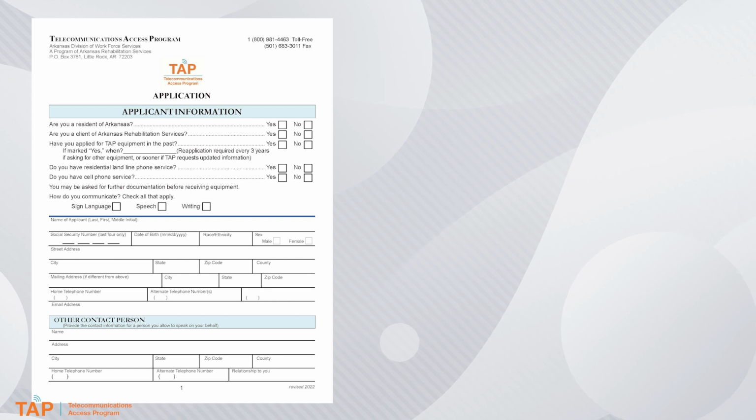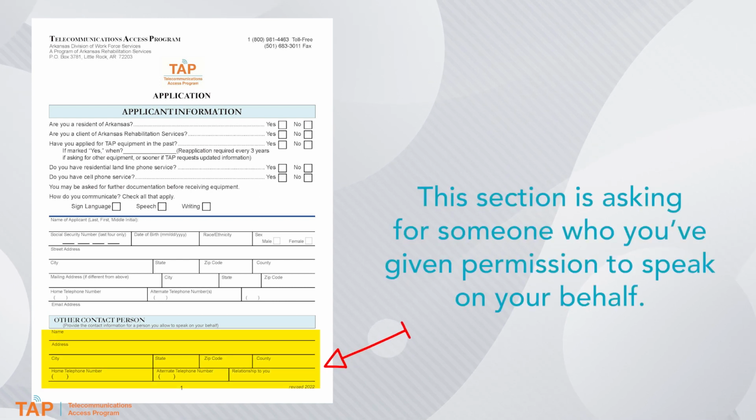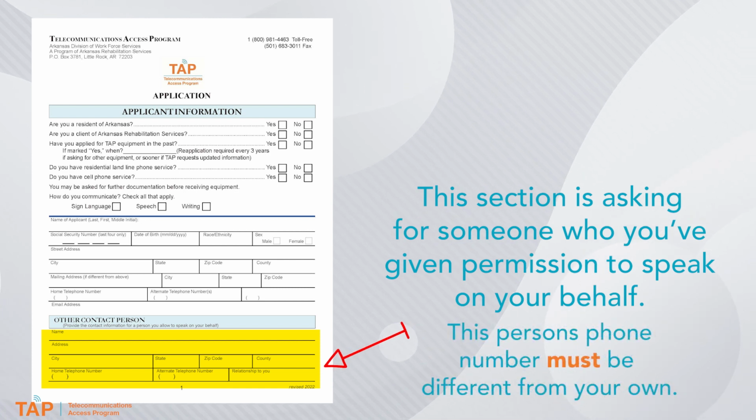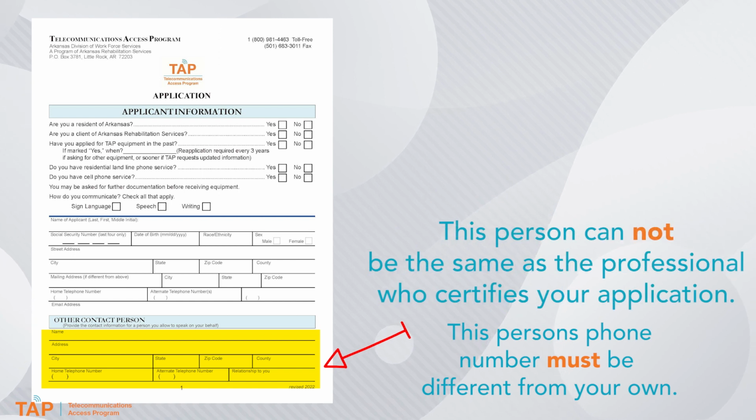The other contact person is someone who you allow to speak on your behalf. This could be a family member, friend, neighbor, social worker, case manager, pastor, nurse, or health aide. Please write down their name, address, telephone number, and their relationship to you. This person's phone number must be different from your own phone number. Also, this person cannot be the same as the professional who fills out the certification page at the end of the application. These must be 2 different people.